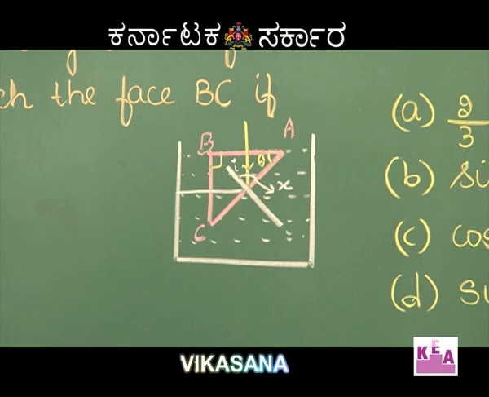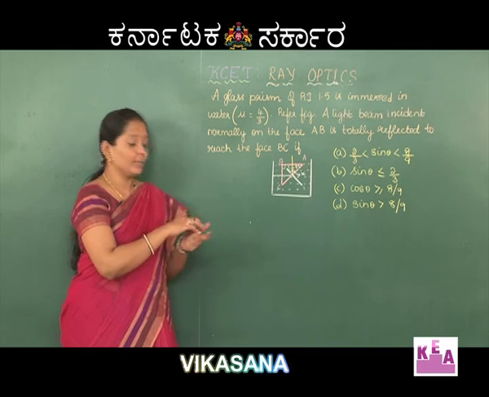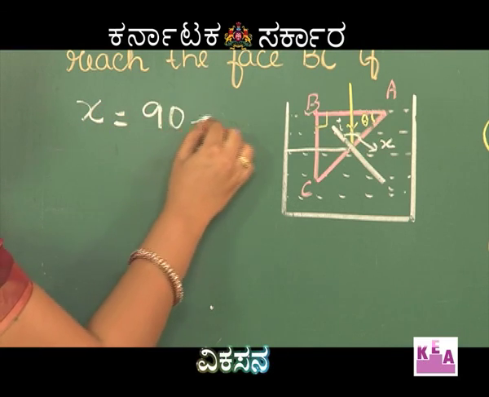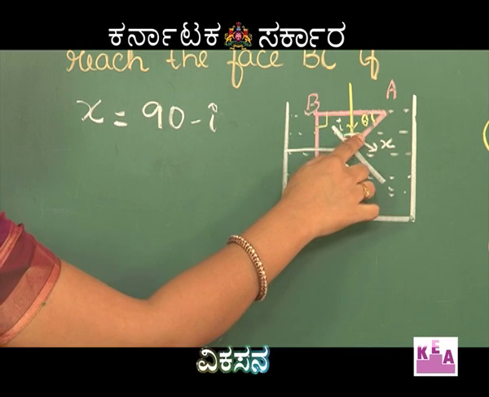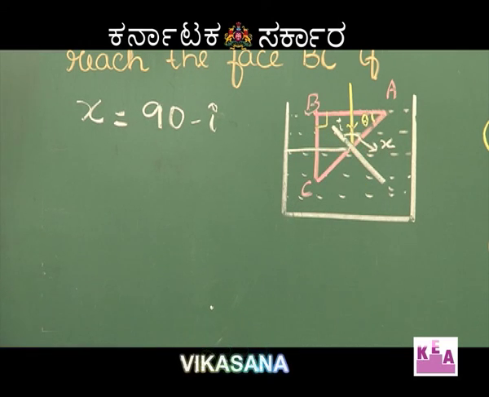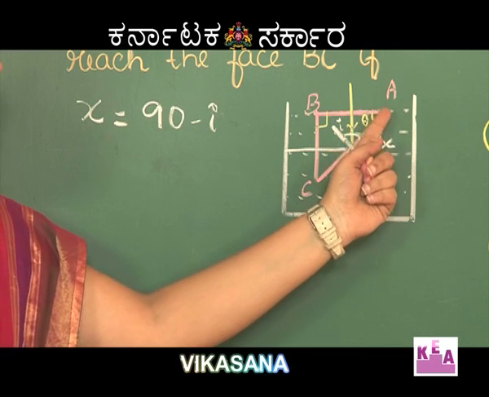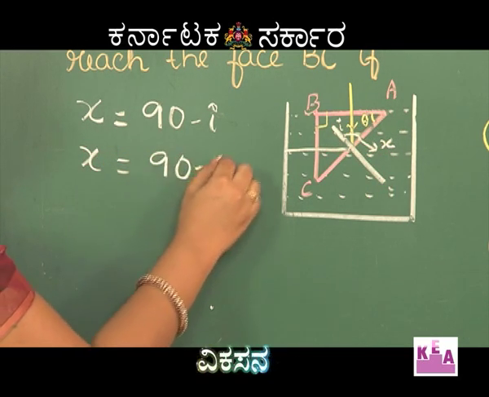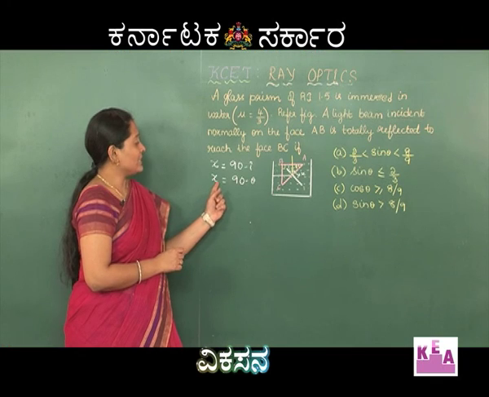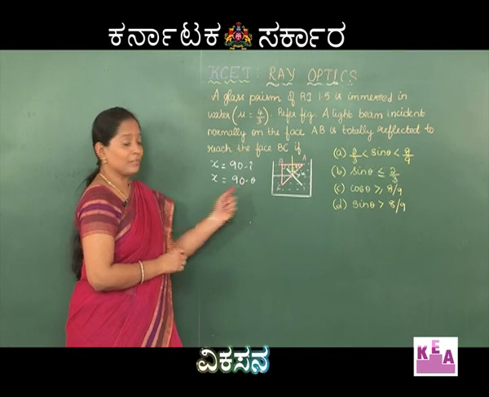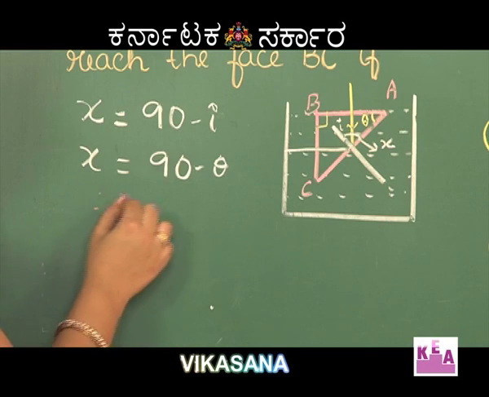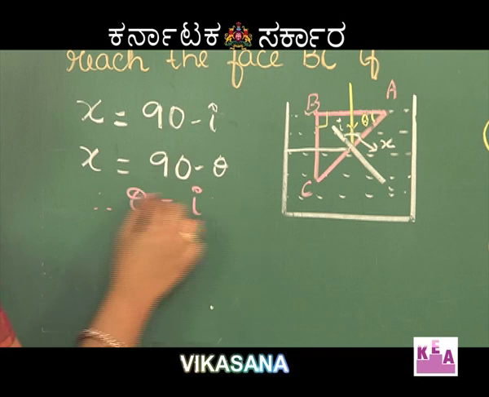From the diagram, we can write the value of X as 90 minus I, since this angle can be taken as 90, and from the triangle, we can also write X is equal to 90 minus theta. Therefore, from these two equations, we can write theta is equal to I.